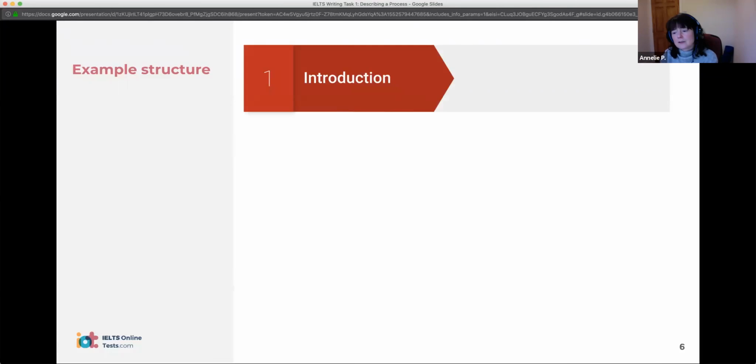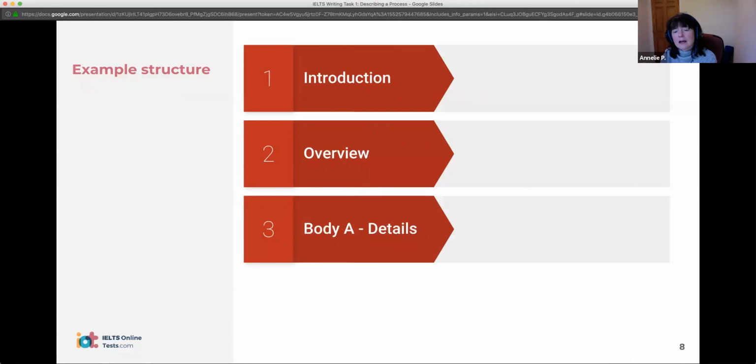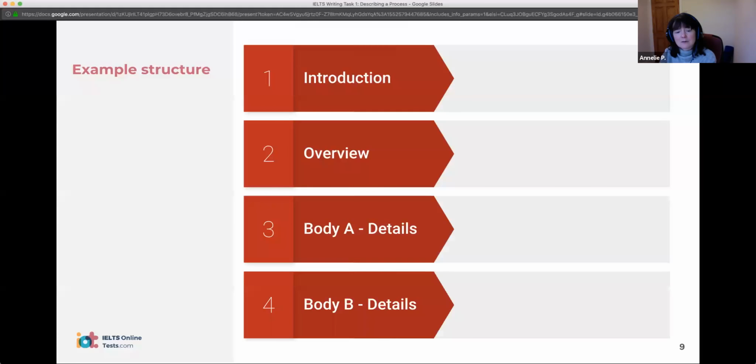Okay, so introduction, okay, overview. And then usually it's quite good to have 2 paragraphs in your body just to give it a little bit more of a structure. Okay, good. Yes, first details, Mariana, and then the second details. Okay. So what do we put in the introduction?